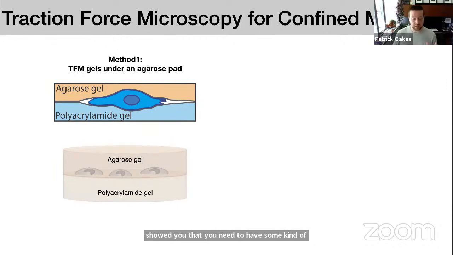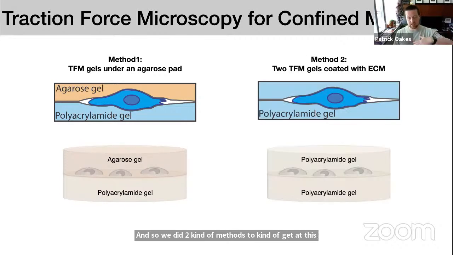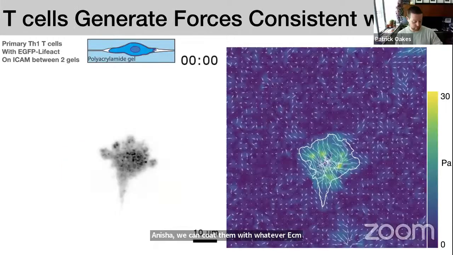And so we did two methods to get at this. We either coated them with an agarose gel that helped keep them on that surface, or we took a second gel and just inverted it and sandwiched them between two polyacrylamide gels. And then we can do the same kind of measurements in each plane. Right, and in each case, we can coat them with whatever ECM protein we really want.